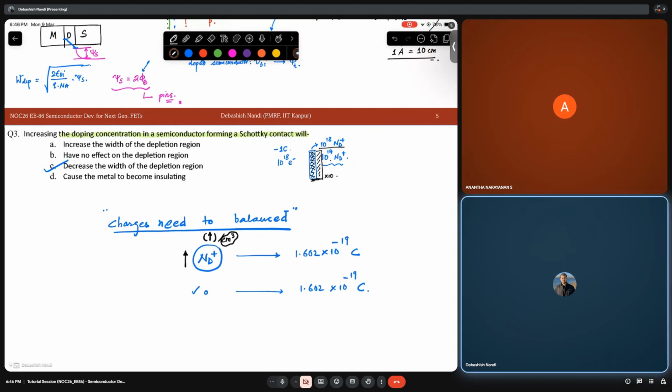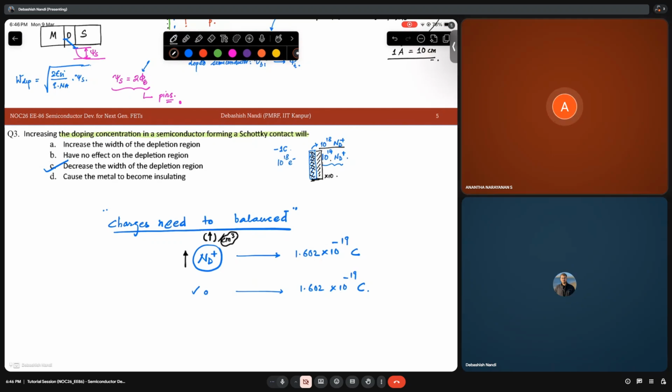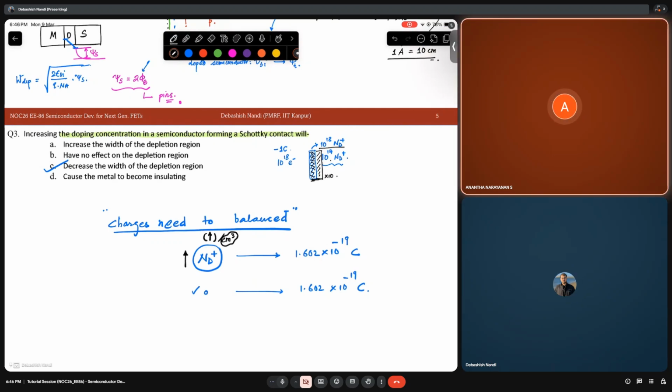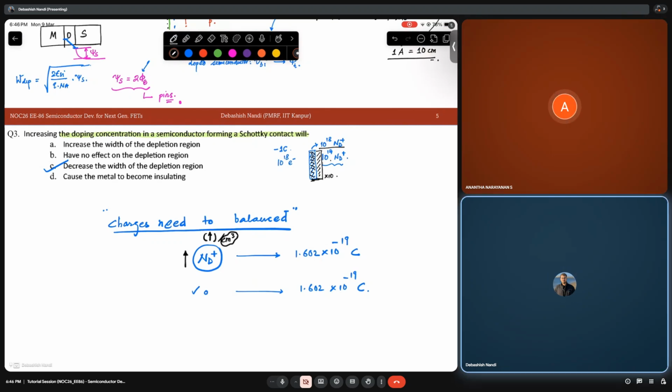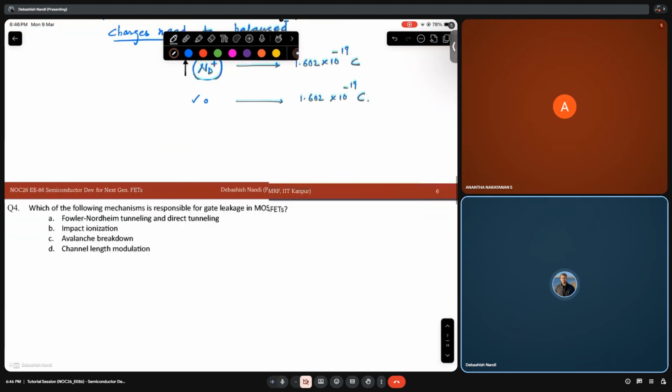It's clear, right? Yes, sir. More number of charges in a fixed volume. Exactly. And I need to balance my charges, not the quantity or the region. The region will accordingly get adjusted. Okay. Fine. Yes, sir. So let's move on.